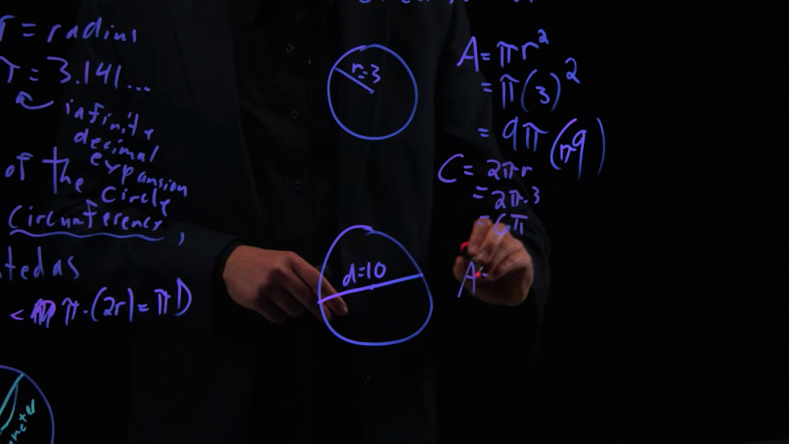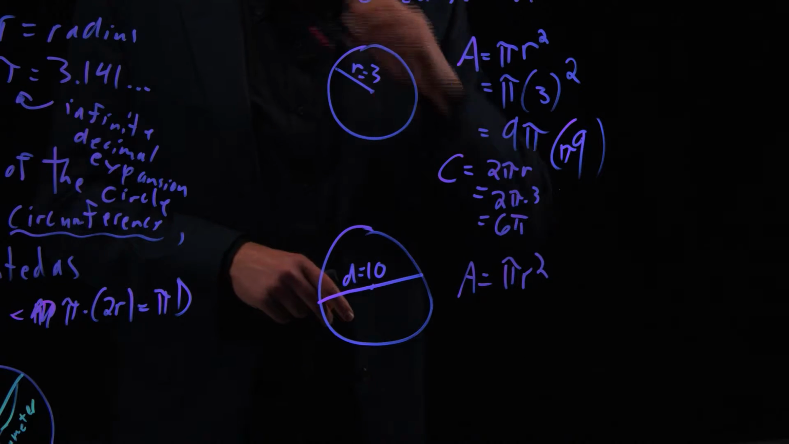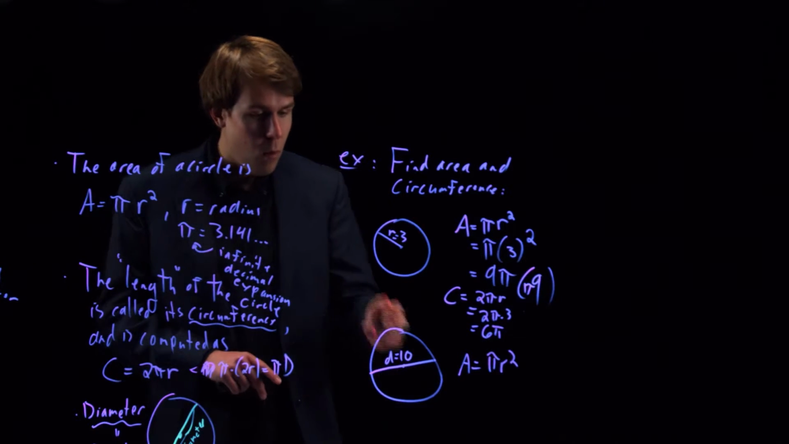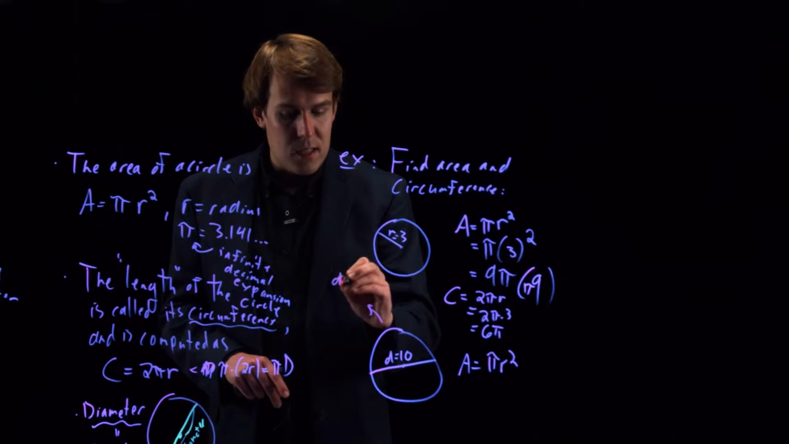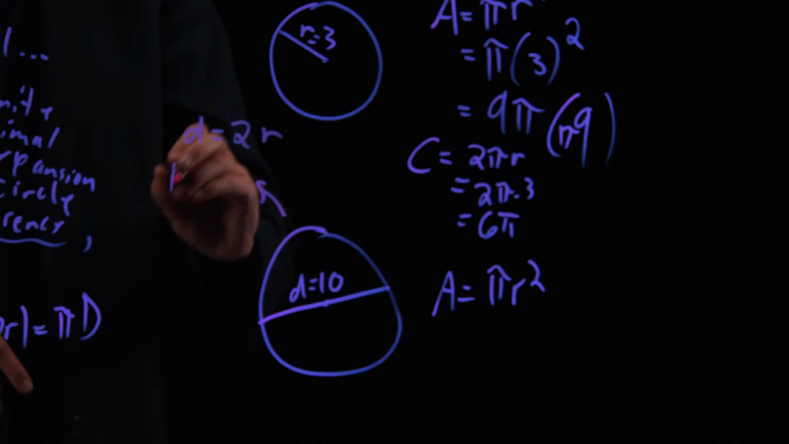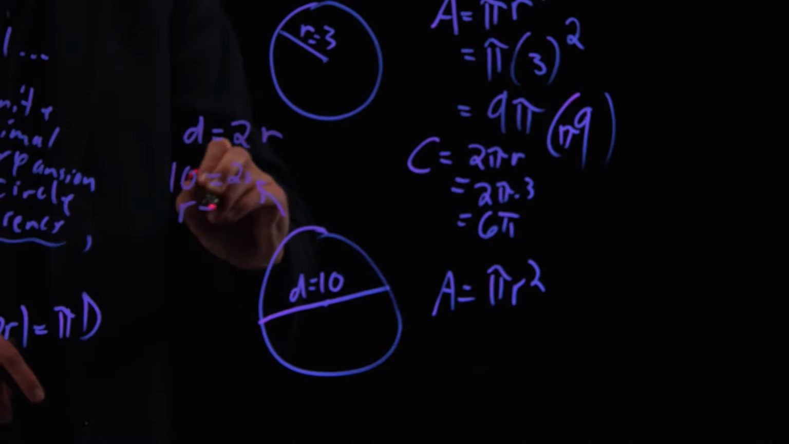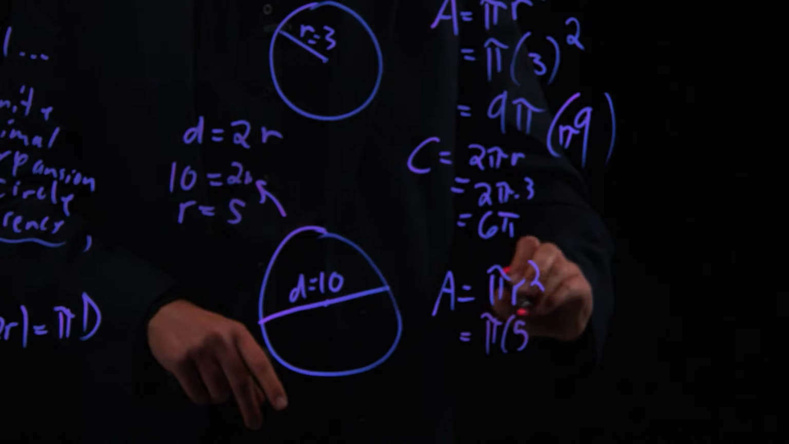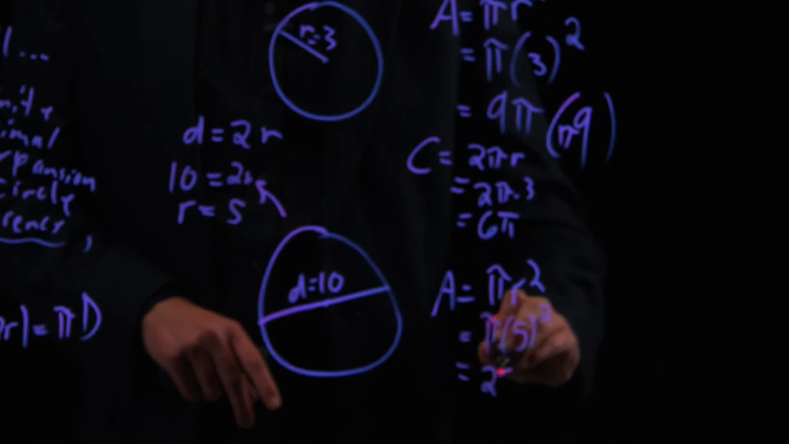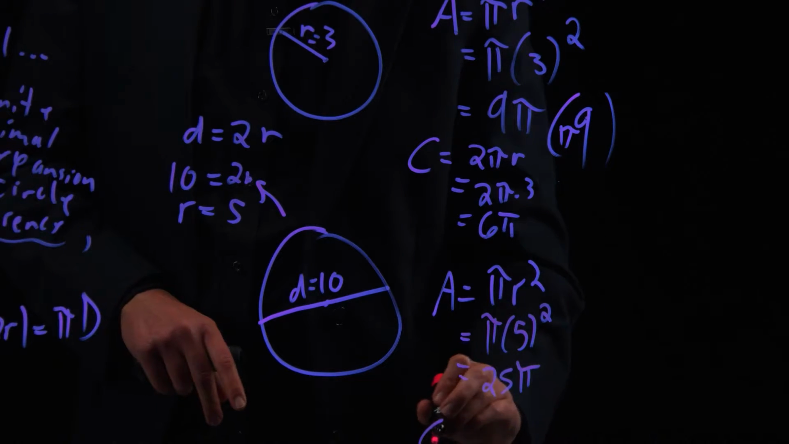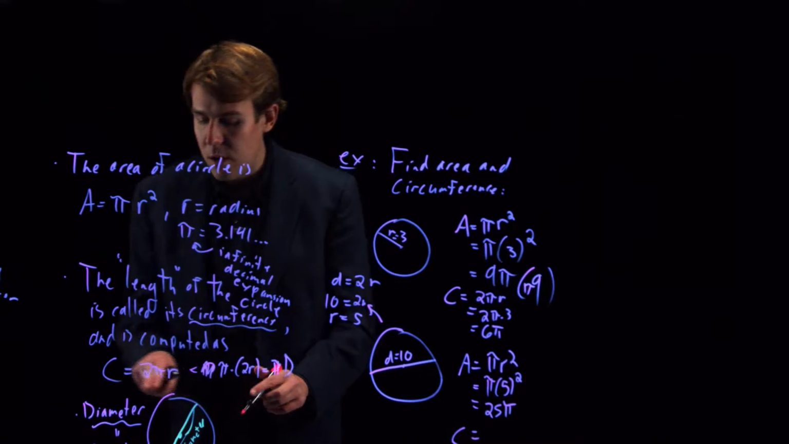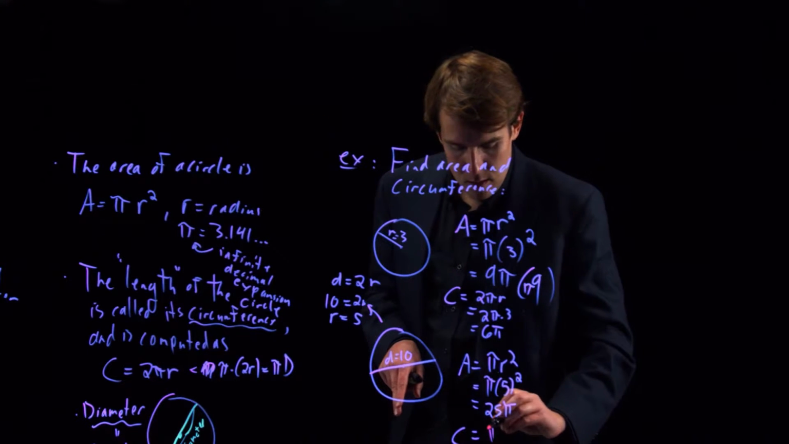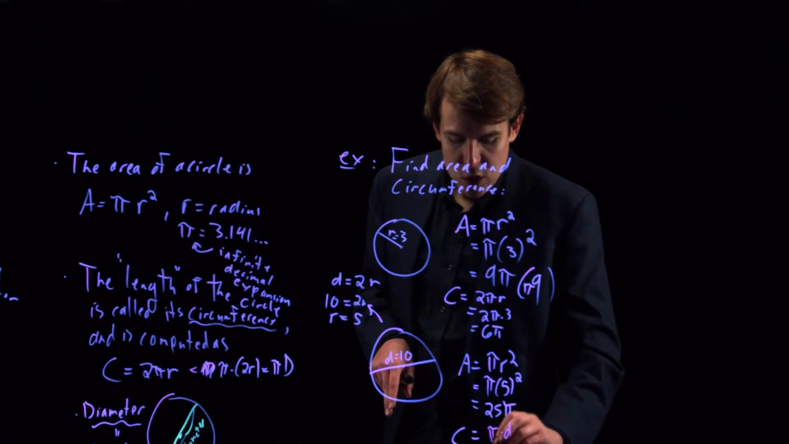Here, we know that the area is equal to pi r squared, but I don't have the radius, I have the diameter. How do I recover the radius from the diameter? Well, I use the fact that d is equal to 2r, so 10 is equal to 2r, so r is equal to 5. This is equal to pi times 5 squared, so 25 times pi. And the circumference is even easier. I can use the formula C equals pi times d to say that this is just 10 pi.